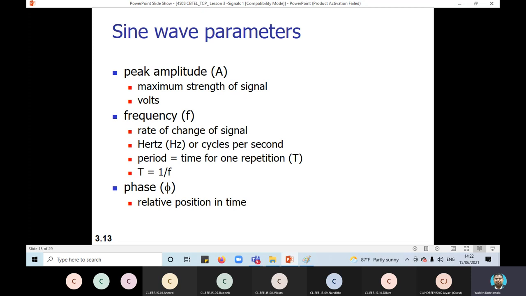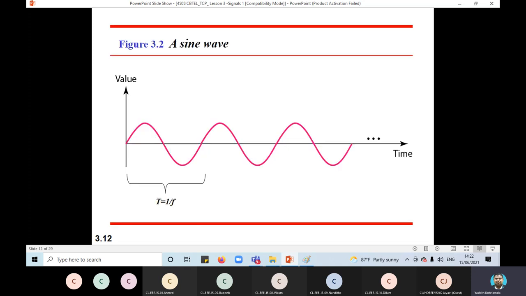Right, so let's see what the parameters of a sine wave are. Peak amplitude. You are dealing with this peak amplitude when it comes to your electronic applications, especially when you are learning analog electronics. You might have observed these peak amplitudes in oscilloscopes, just sending a current input to the oscilloscope, letting it visualize through the screen.